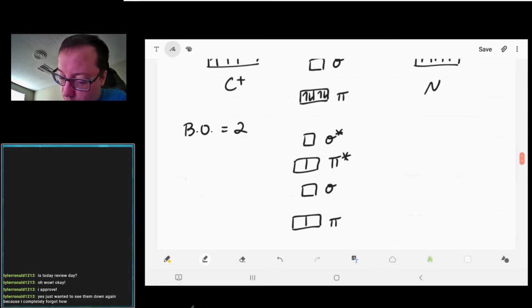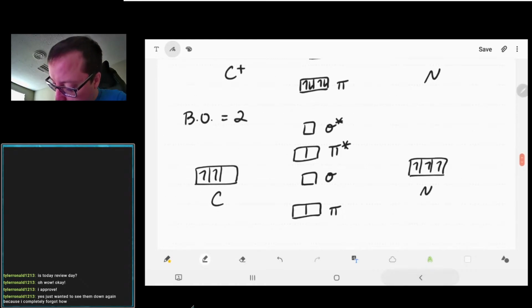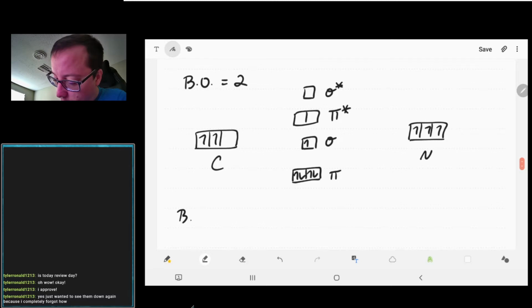If we have neutral CN, no ion, we're going to have 5 electrons total. So those are going to go like so. Again, we always fill lowest to highest, unpaired before paired. We get a bond order of 2.5.